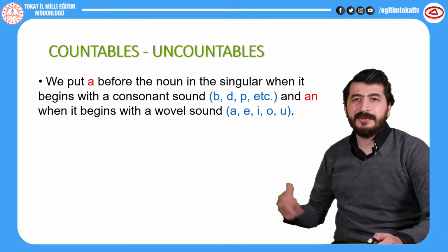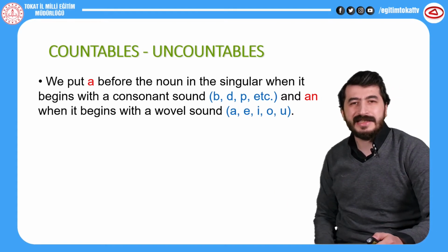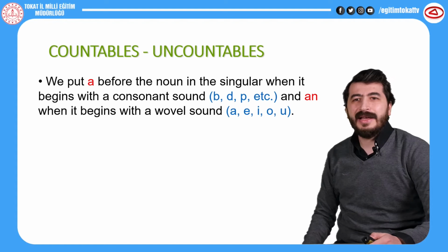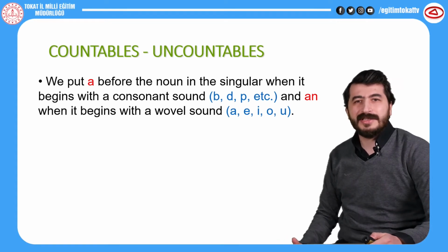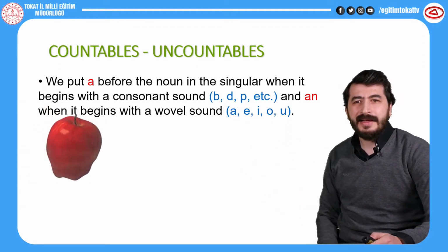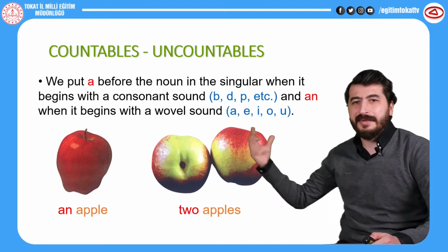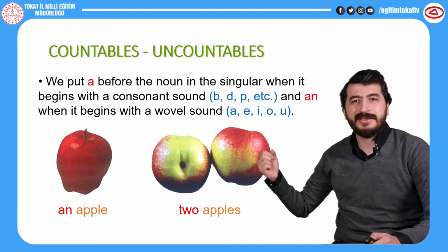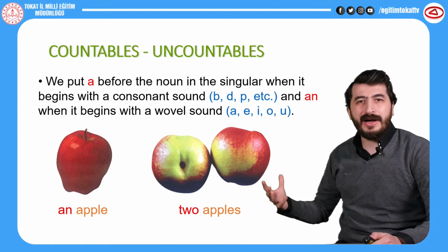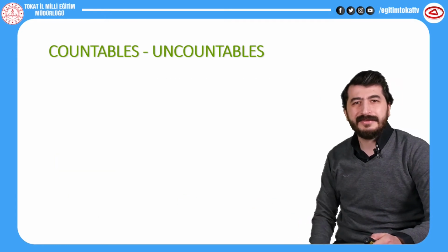And here we put a before the noun in the singular when it begins with a consonant sound. Consonant: B, D, P, etc. And we use an when it begins with a vowel sound: A, I, O. Look here. An apple. Only one apple, we say an apple. Why do we use an? Because this is a vowel sound. When it is more than one, plural, we say 2 apples.